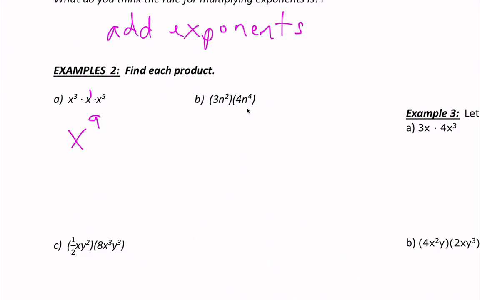Okay, this one's a little bit different because I have regular numbers and I also have variables. So we're going to treat the big numbers, the coefficients, the regular numbers like we always have. So I know this is telling me to take 3n squared and multiply it by 4n squared. So I'm going to start with my regular numbers, 3 and 4. It's telling me to multiply. So do it normal. These are not exponents. 3 times 4 is 12. So now we're going to deal with our n's. I'm going to go ahead and write n so I don't forget about it. So I have n squared times n to the fourth. So we just learned that when we're multiplying variables, the rule is to take your exponents, the little guys, and add them. So 2 plus 4 is 6.